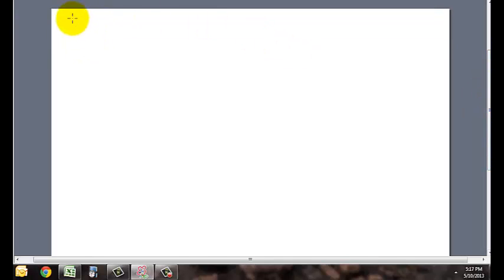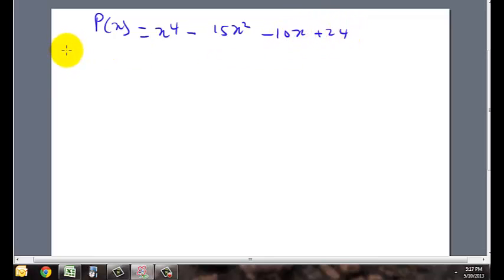Alright, so we're going to try to do this. Given that p(x) is equal to x to the power 4 minus 15x squared minus 10x plus 24. Part A. Show that x minus 1 is a factor.